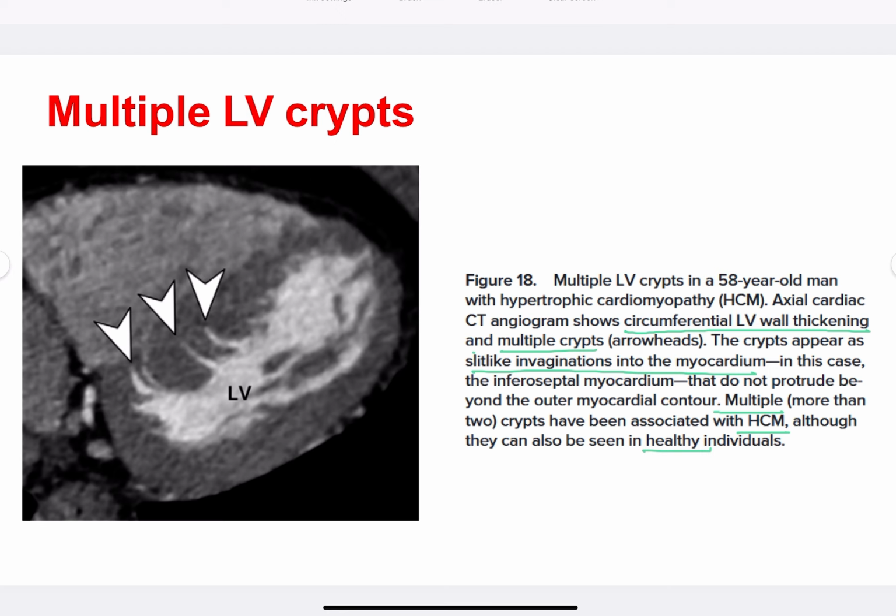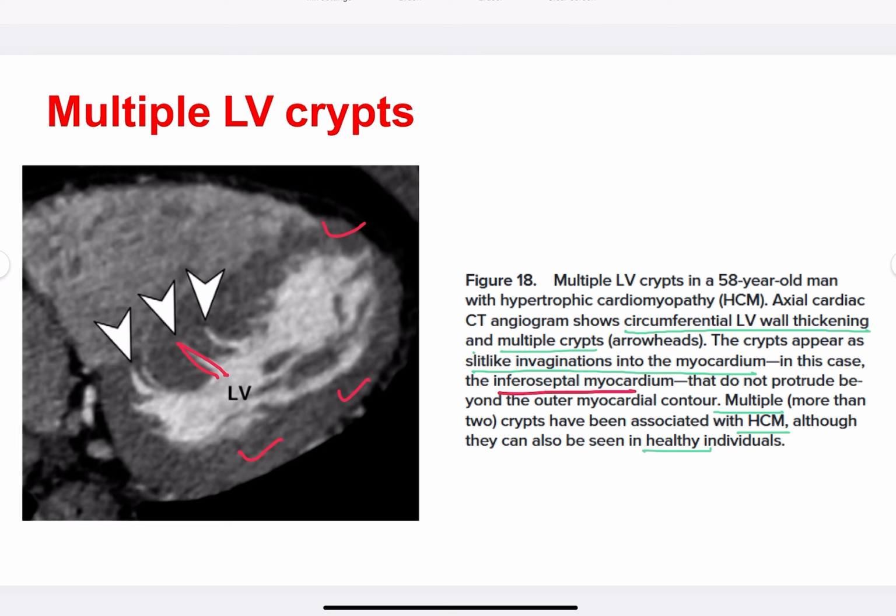We have learned about the crypts. Here in this example we can see this is the axial cardiac CT angiogram. Here we can see the circumferential left ventricular wall thickening and multiple slit-like invaginations. They are invaginating into the myocardium, in this case from the inferoseptal myocardium.